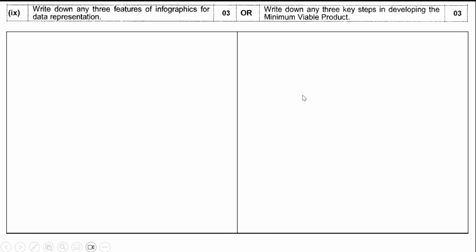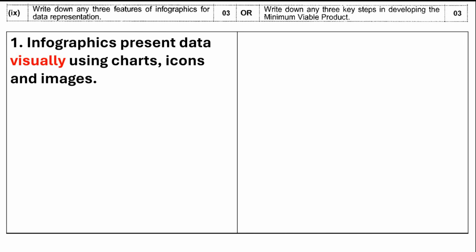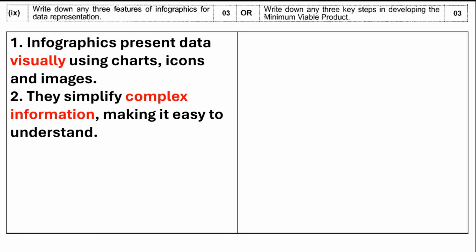Next question is, write down any three features of infographic for data representation, because sometimes we use symbols and graphic images to represent the data, and what are the benefits here. Number one is infographics present data visually using charts, icons, and images. You can add charts, icons, or images. You know that an image can give more clarity as compared to 1000 words.